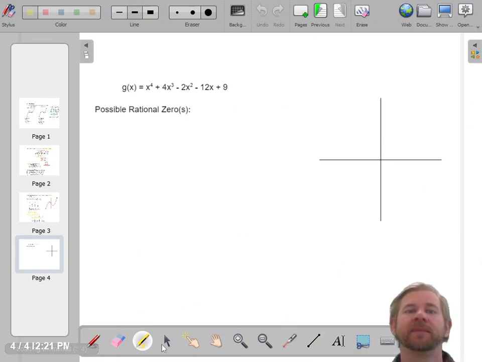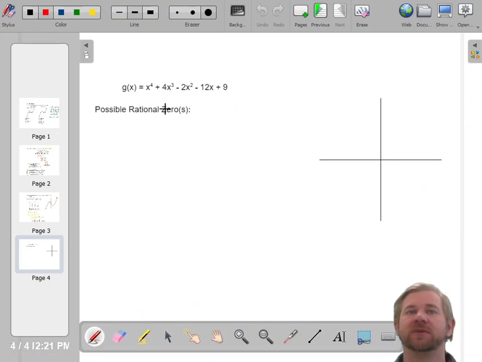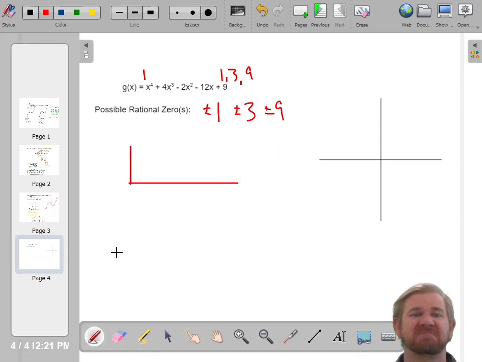Let's try one more. Woo, x to the 4th. I might have to do 2 zeros this time. So let's list them all. That's 1, 3, and 9. So 1 over 1, 3 over 1, 9 over 1. I'm feeling lucky. I'm just going to try 3. Normally I would do 1 and negative 1. I just feel like trying 3. 1, 4. I don't think it's going to work, but it would be funny if it did.